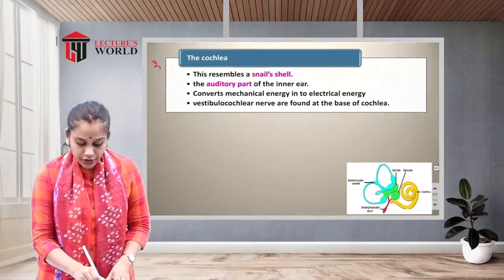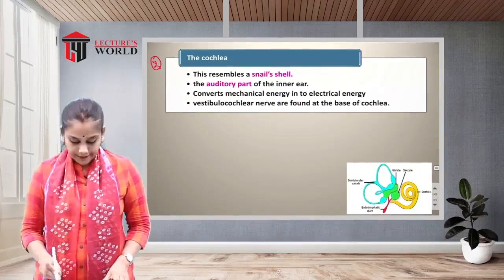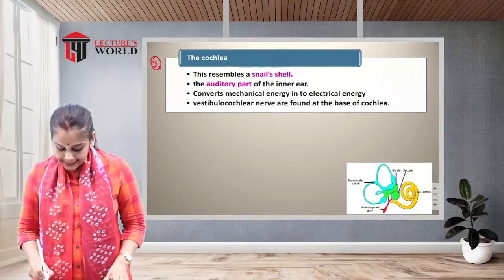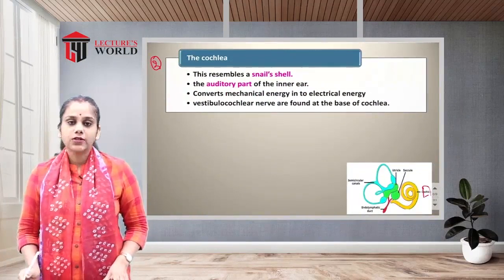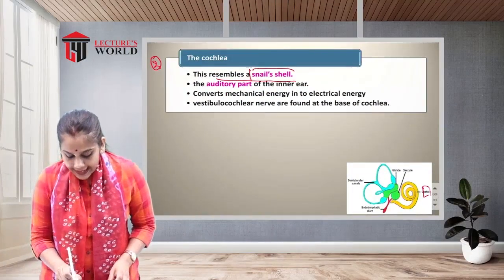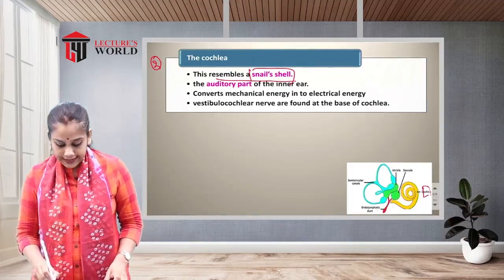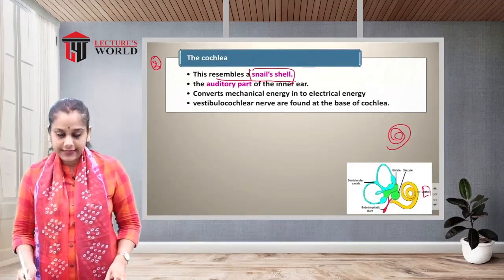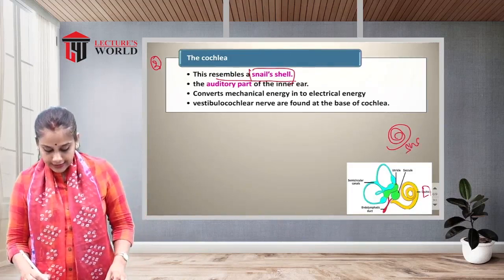Now the third portion, that is the cochlea. You can see that it is in yellow color. This resembles a snail. Okay, it looks like a snail, like this way.